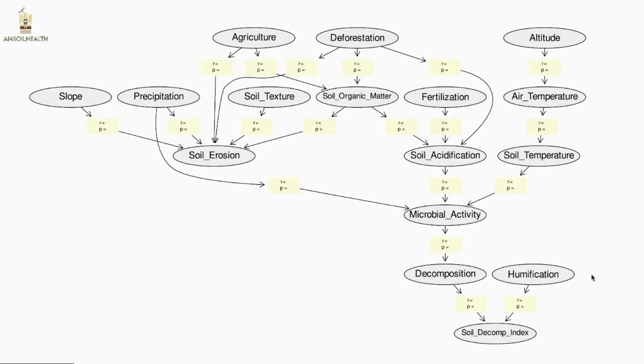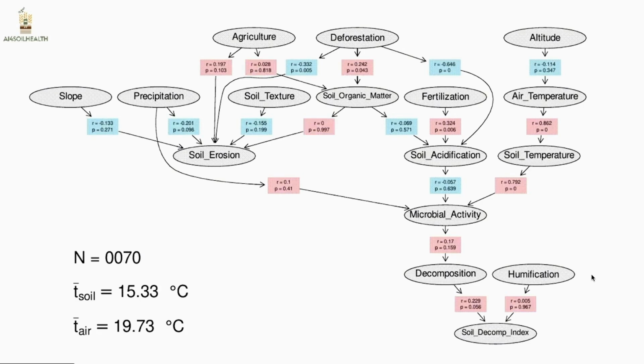On this slide, we see how the initial raw Bayesian network was modified to better address the specific research questions we had. Our research question was: what are the main variables that influence soil erosion and soil acidification? These places on the edges are reserved for some statistics.